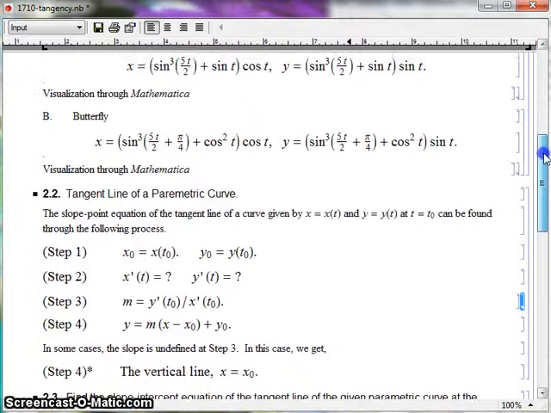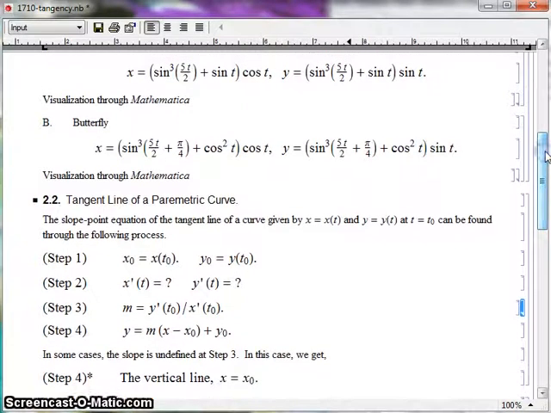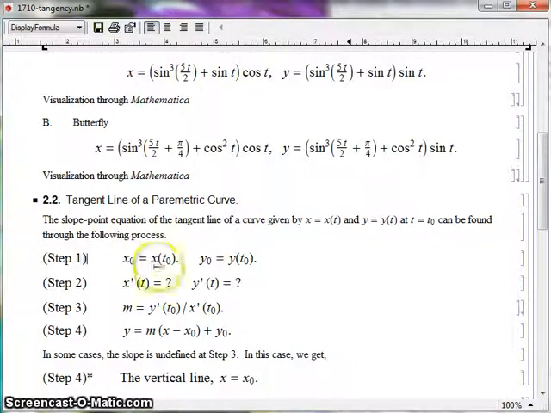Let's review the step-by-step process just once more before concluding. Step 1, we find a point. When time is fixed, we're going to get the x coordinate and y coordinate of the position. Next, we find the derivatives. How fast the horizontal component is moving, how fast the vertical component is changing. We have two rates of change: horizontal velocity, vertical velocity.